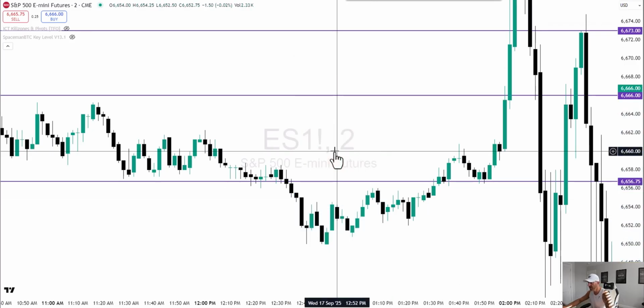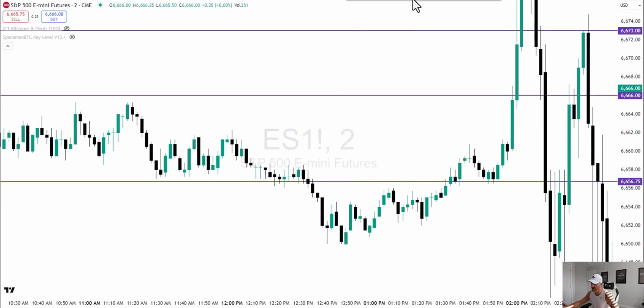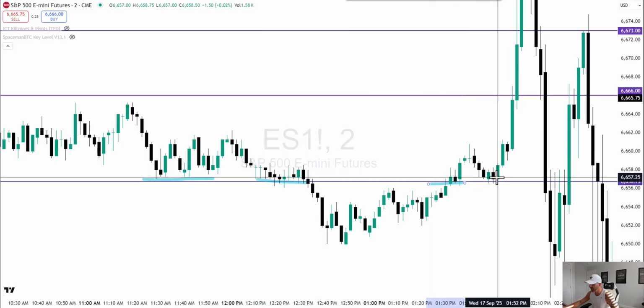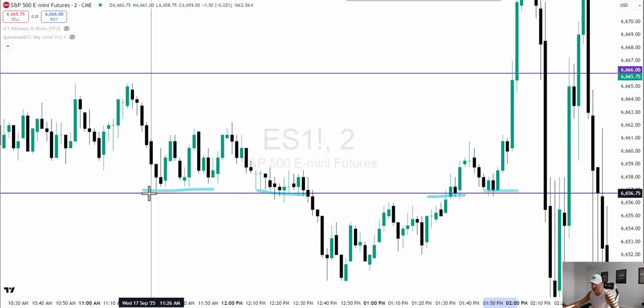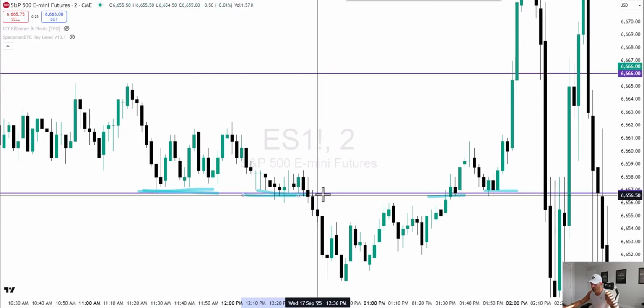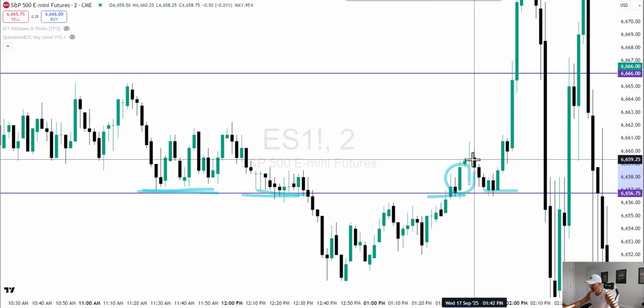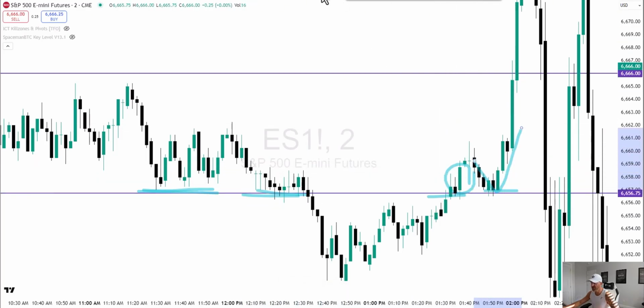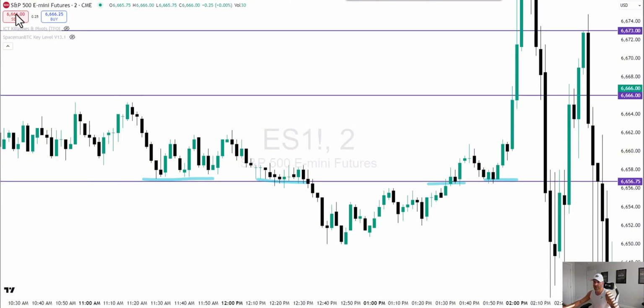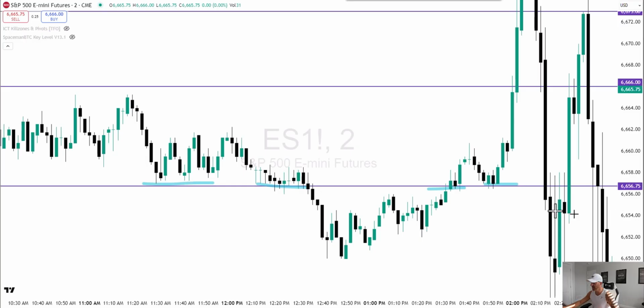It's not moving, right? And then notice how we kind of tap this level multiple times, and then we break it with displacement and retest it. Just look at this chart. That's what you want to see. Hold, hold, break, displacement, and then a bounce. Continuation to the upside.